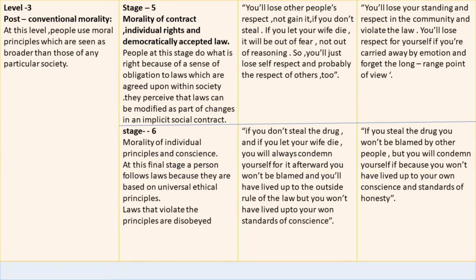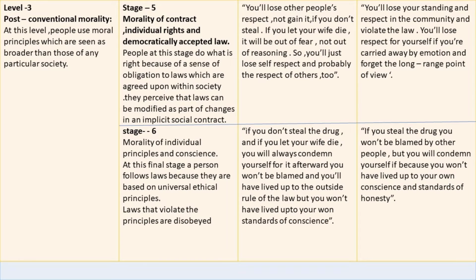In favor of stealing: you will lose other people's respect, not gain it. If you don't steal, if you let your wife die, it will be out of fear, not out of reasoning. So you will just lose self respect and probably the respect of others too. Against stealing: you will lose your standing and respect in the community and violate the law. You will lose respect for yourself if you are carried away by emotion and forget the long range point of view.